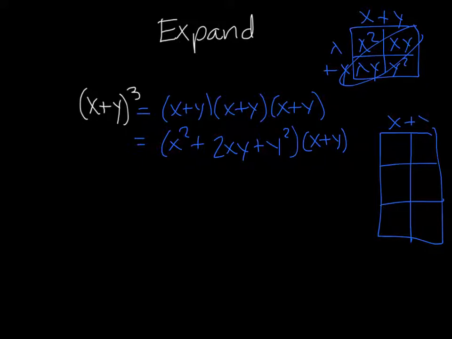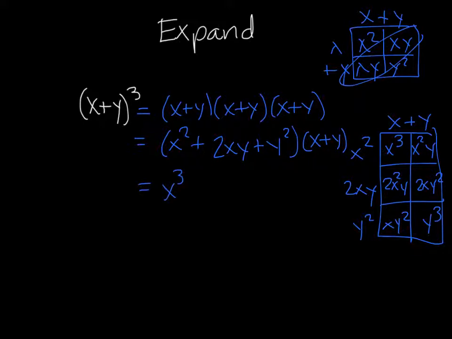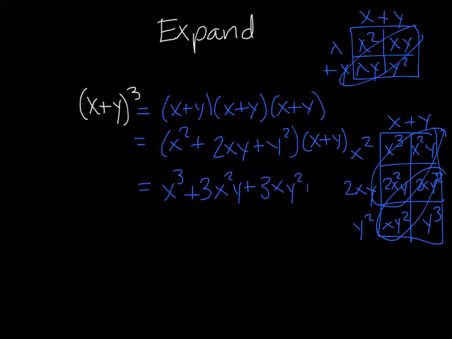So I've got x plus y, I've got x squared, 2xy, and y squared, sorry. And then I go through and I get x cubed, x squared y, 2x squared y, 2xy squared, xy squared, and then y cubed. And so as I write this out, I've got x cubed. Then if I look here, I've got 3x squared y. And if I look here, I have 3xy squared. And then the last one is y cubed.